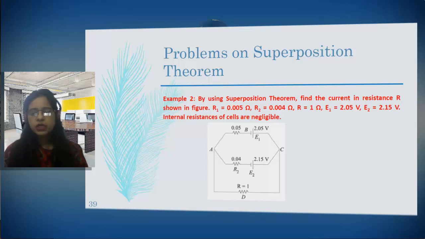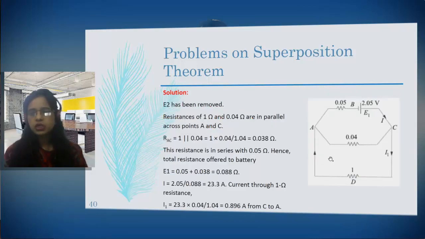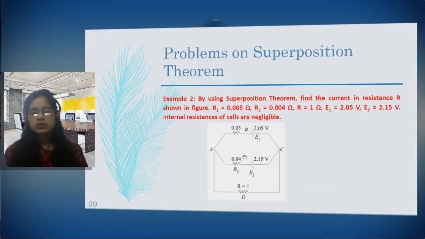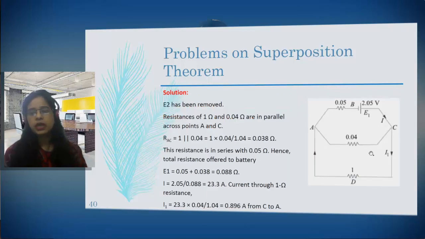Firstly, let us first remove E2. Let us suppose E2 is removed. Once E2 is removed, this resistance was already there, and since the voltage source has no internal resistance, this line is directly shorted. So this is the circuit for the first case, when the second voltage source E2 is removed from the circuit.